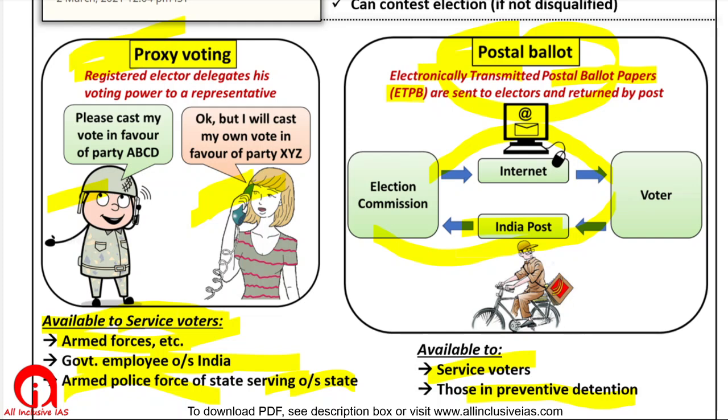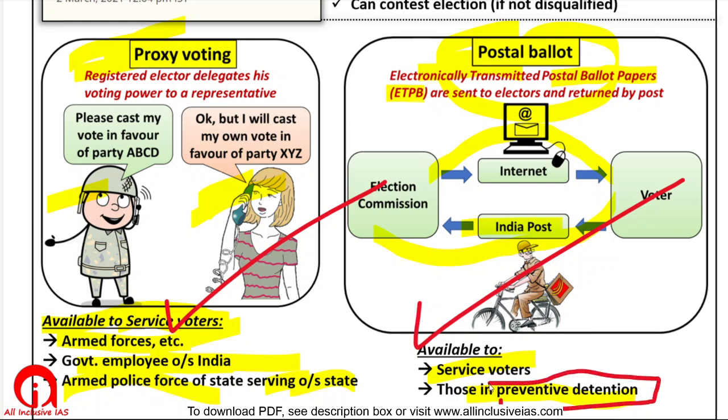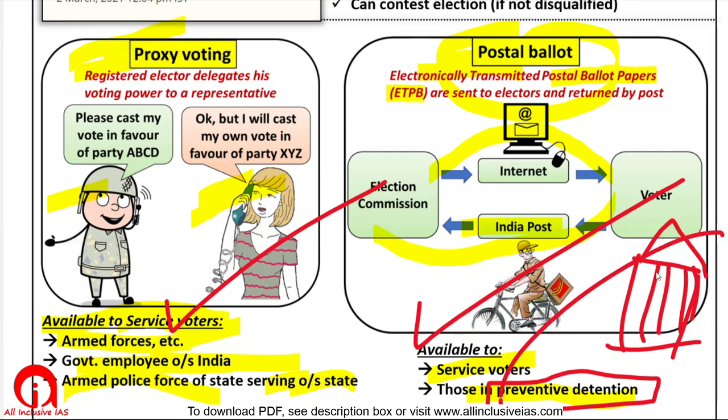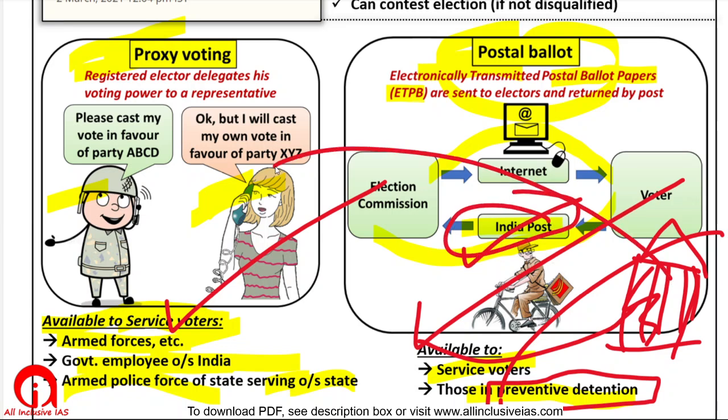Now you can get confused. See, service voters have both the facilities. What you can get confused about is people who are in preventive detention. So just remember the old fashioned way, that there is a jail, a house arrest kind of thing. In that house arrest or preventive detention, a person can cast his vote through ballot, through the post, but he cannot call someone and say that on my behalf you cast my vote. Remember it like that.